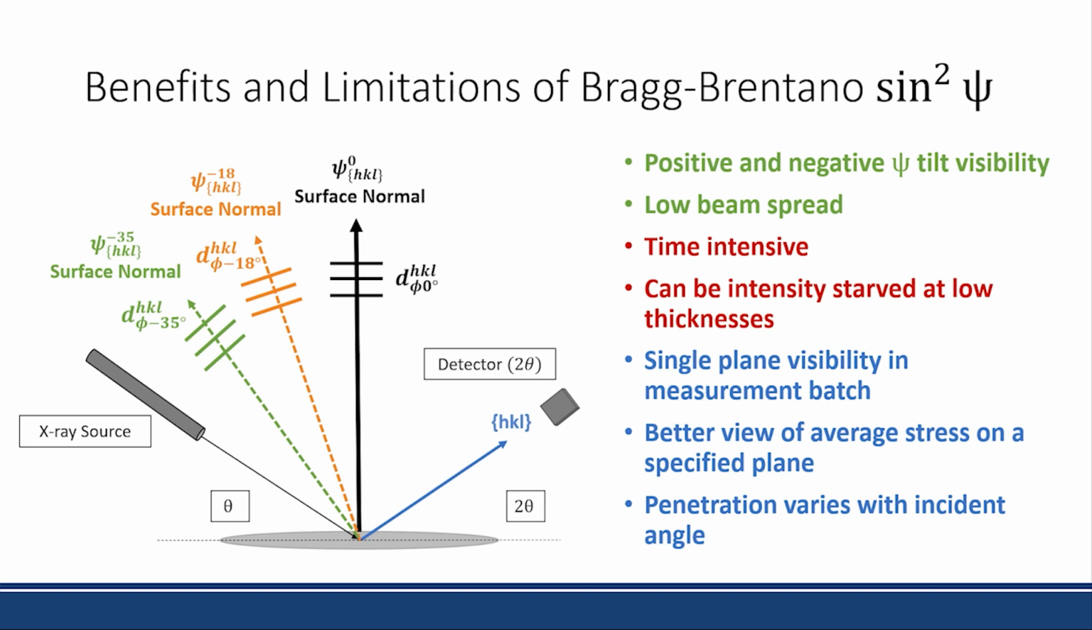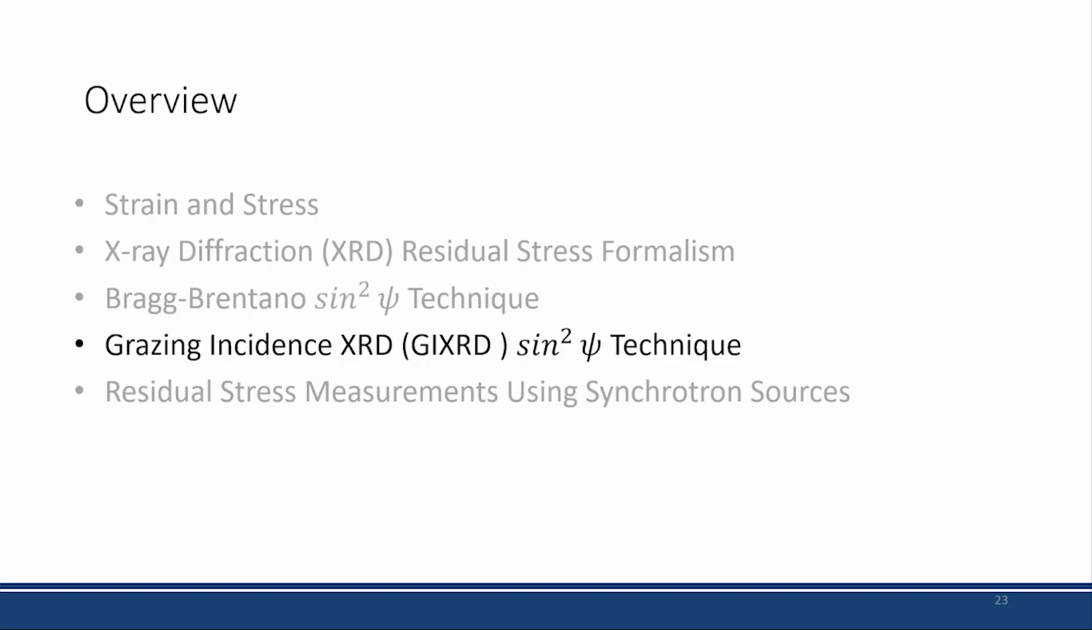This is neither an advantage nor a disadvantage, but just kind of a truth. Again, we're looking at single plane visibility for each set of measurements. So you're looking at the stress on the 111 plane or the 222 plane or the 220 plane, but not necessarily on all of them, unless you're taking independent data sets of measurements for each plane, which can become cumbersome very quickly. So you do have a better view of what that average stress is on a specified plane. And again, penetration depth is going to vary quite a bit also with incident angle.